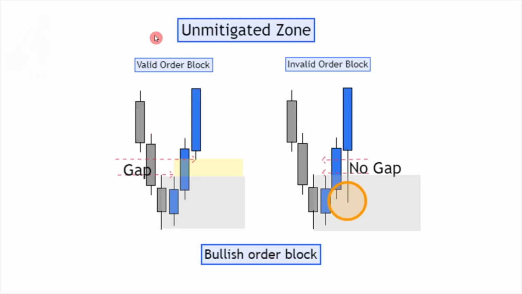The next criteria is an unmitigated zone. A valid order block must stay untouched after the move. If the price immediately returns and trades into that zone, it's considered an invalid order block. Order blocks are typically used once, the first time the price returns to that zone, and after that, the level becomes less reliable.